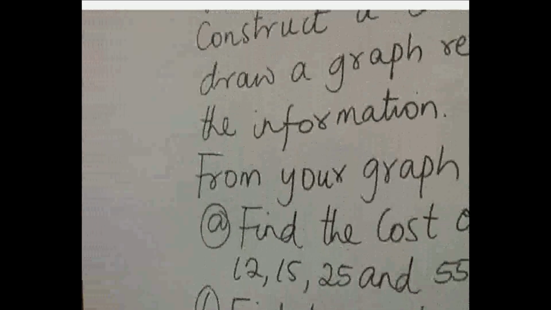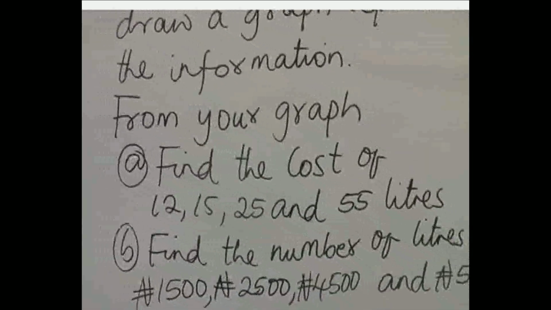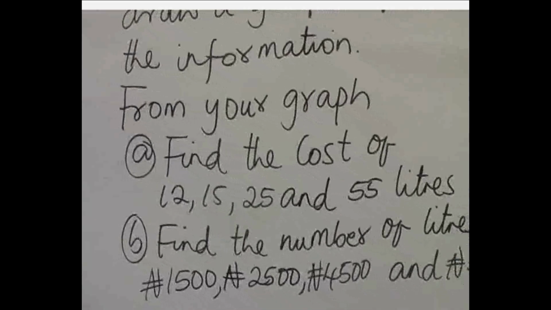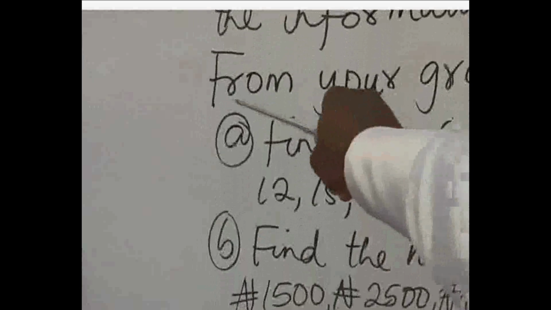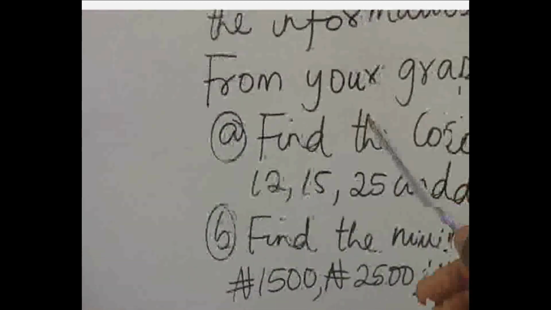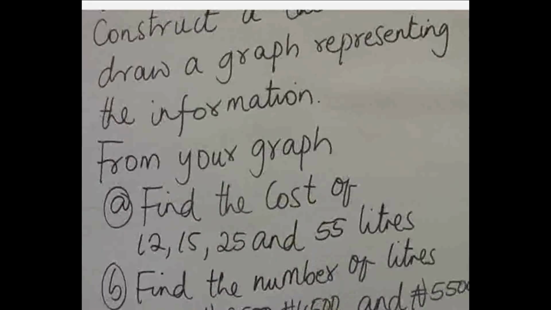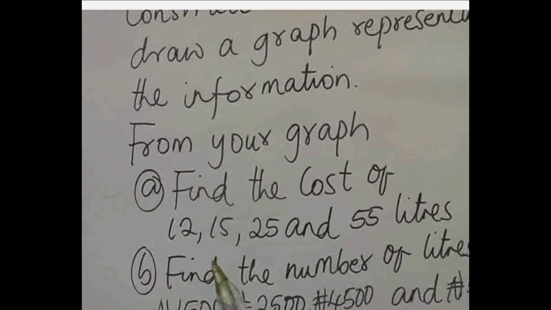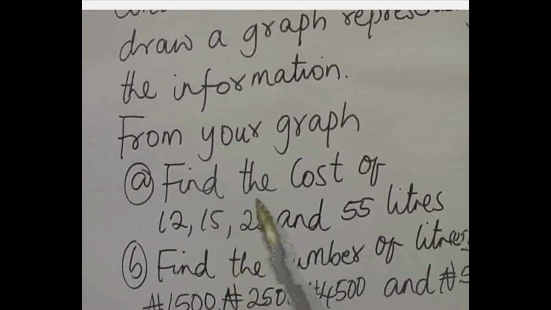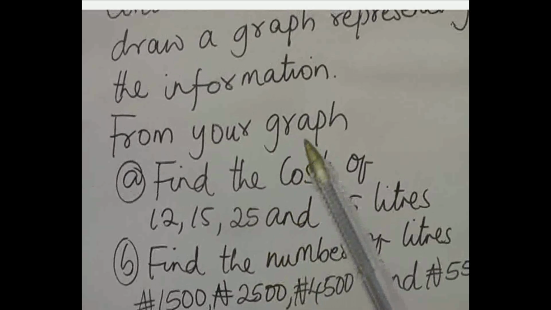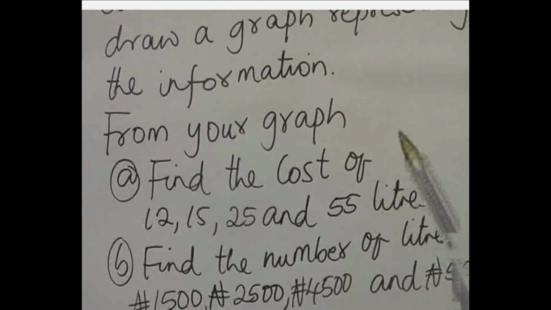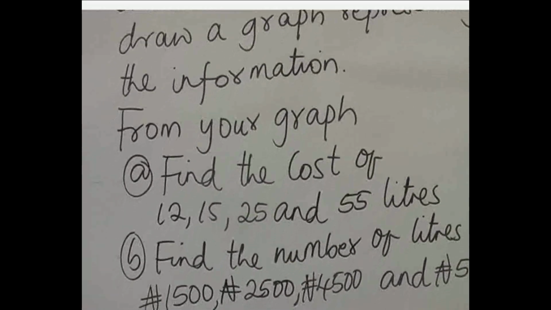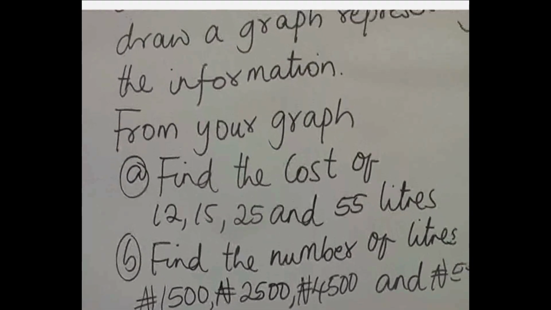Then the next thing is for you to go to the question. Look at the question. The question said we should find, that is question number A. You can see number A. It says find the cost of 12 liters, 15 liters, 25 liters, and 55 liters. I am going to show you how to find these values now.